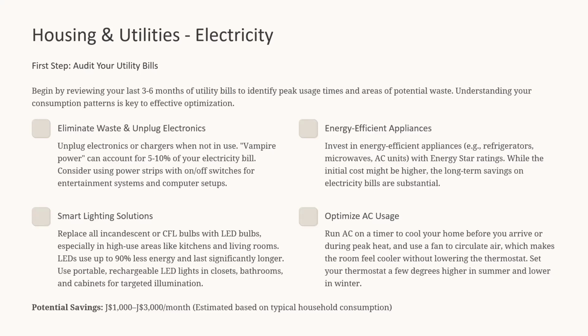If you use a thermostat, and this might apply more to persons that are in the US or in the more modern apartment buildings that have thermostats, then you can set the thermostat a few degrees higher in summer and then a few degrees lower in winter. And all of these strategies can yield a significant reduction in the electricity cost. Based on my estimate, you can save between $1,000 and $3,000 per month. And this is, of course, going to vary based on your electricity usage.